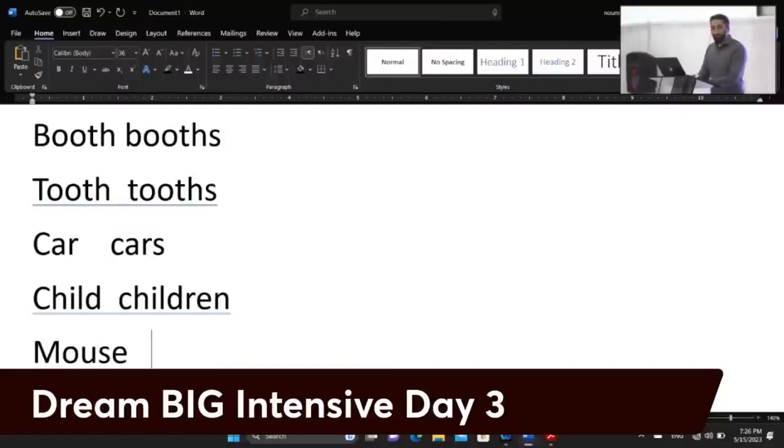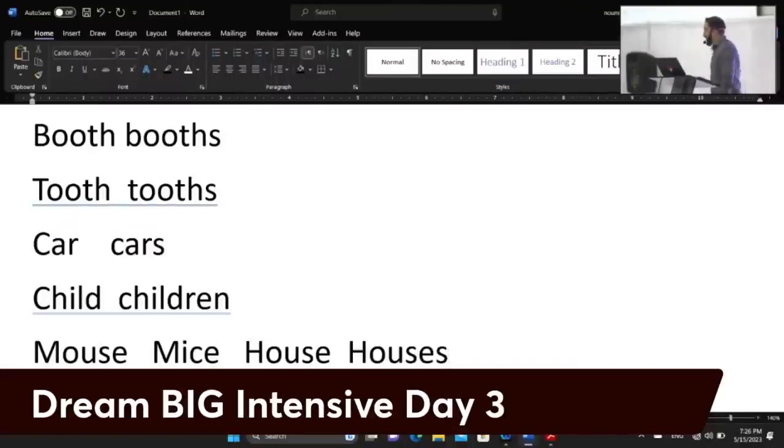Mouse. House. Heis. No. Houses. And somebody says, why couldn't you do mouses? Why did you have to do mice? And you say, listen, this is our language. It's mice. Get used to it. This is our thing. We do it. Okay? So this happens in English, yes or no?